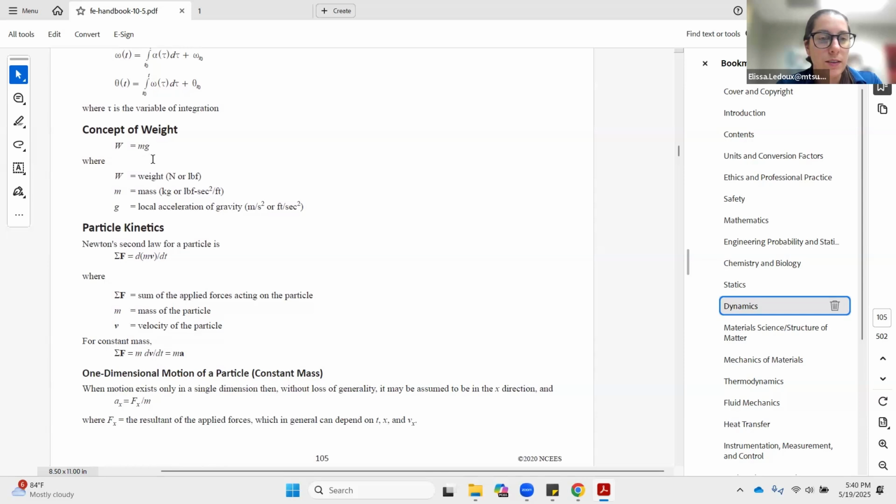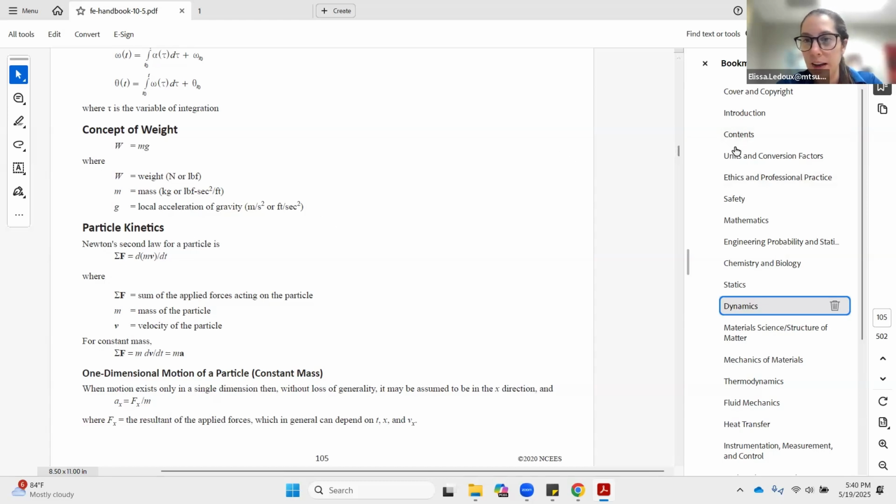So weight is mass times gravity. This is easy with SI units or metric units, not so easy with the imperial or the English units, because there you have to pay attention to pound mass versus pound force. But in most cases, g, acceleration due to gravity, would be 9.81 meters per second squared, or 32.2 feet per second squared.